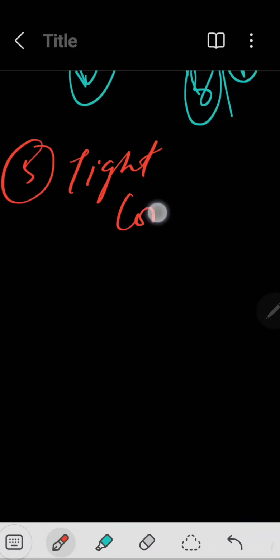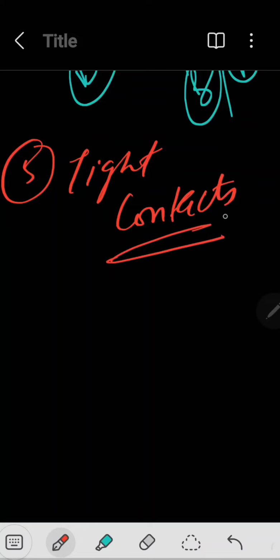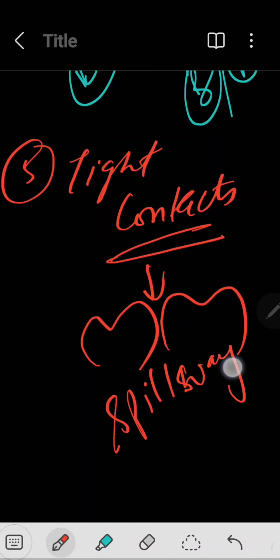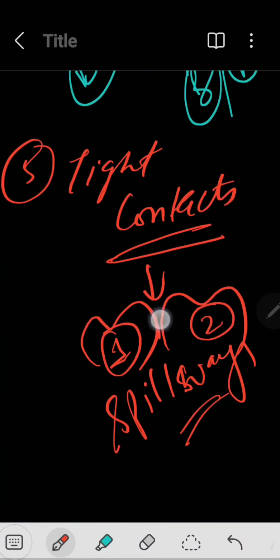Another key that is very easy to learn and grasp is tight contacts. It is said that when the teeth are in occlusion, there should be tight contacts. There should be adequate spillways or embrasures between the teeth. So the contacts between the adjacent teeth should be tight enough, right? So this was about the fifth.